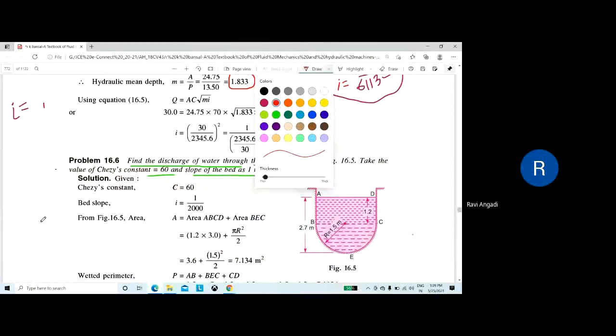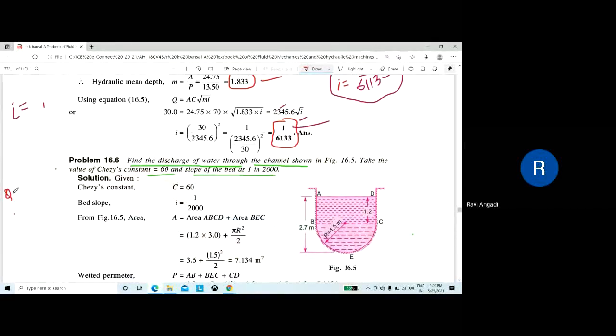What is that formula? Q equals A into C root of MI. Then how will you calculate the area here? Because I want the area to calculate Q. How will you calculate area? Can you calculate the area easily?